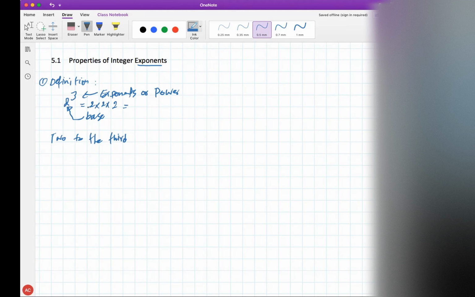Then you simply multiply: 2 times 2 is 4, 4 times 2 is 8. That's it. This is the value of this expression. And we call this the expanded form. We take this and break it down into multiplication. We call that the expanded form.